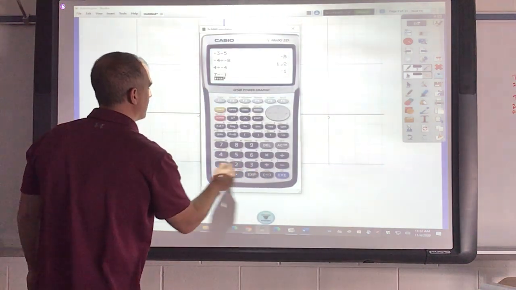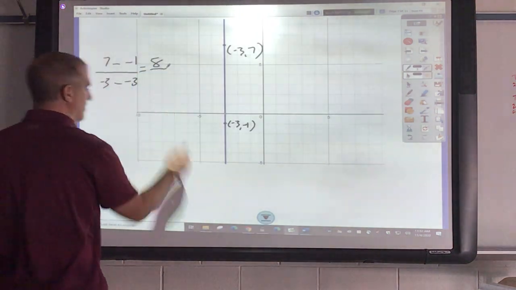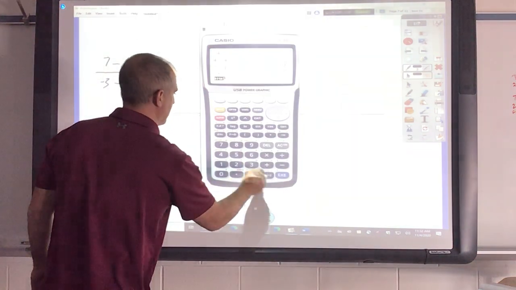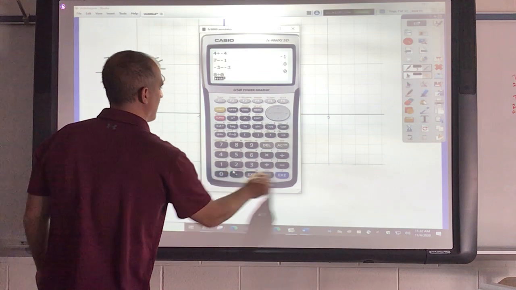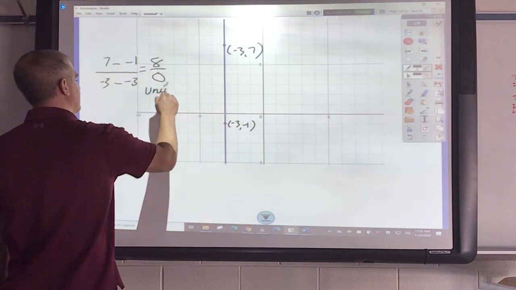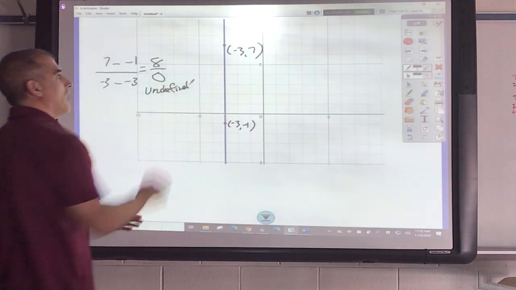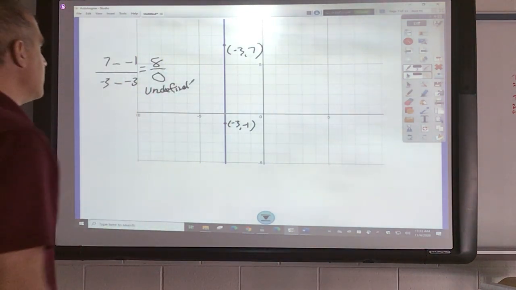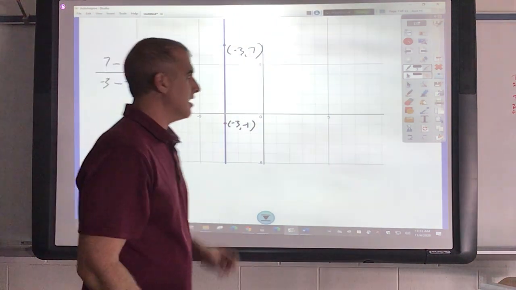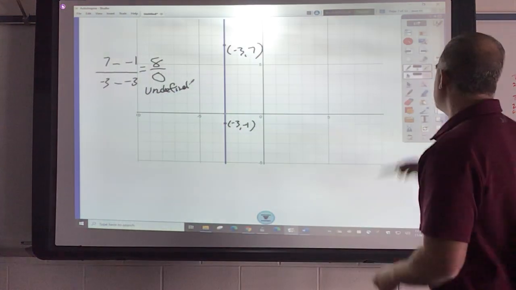7 minus negative 1 is 8. Negative 3 minus negative 3 is 0. If I divide 8 by 0, I get undefined. So I get that error. I could have also known just by looking at it. So the undefined and the 0 are pretty easy to see.